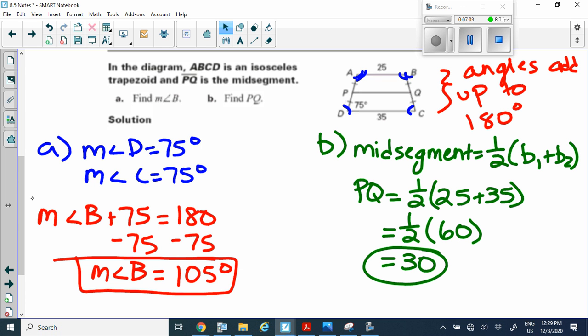Okay, make sure you watch part 2 of this video. We're going to once again do more with finding the mid-segment of a trapezoid.